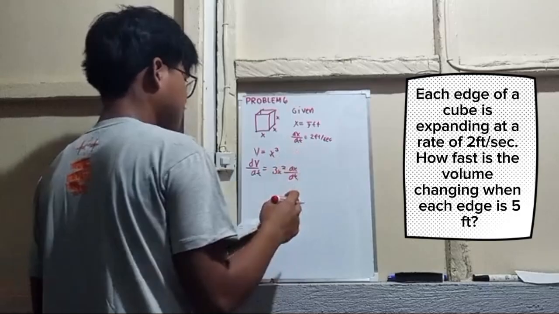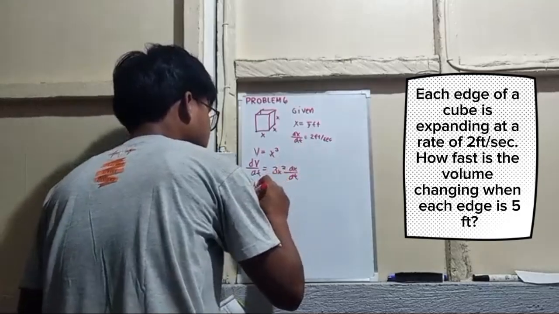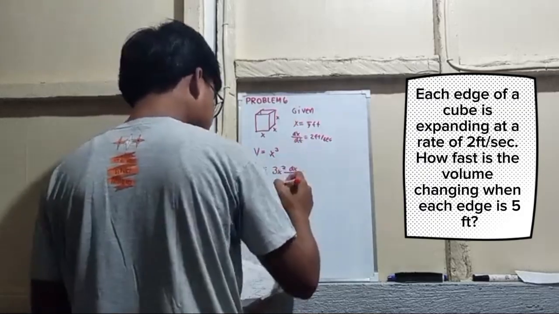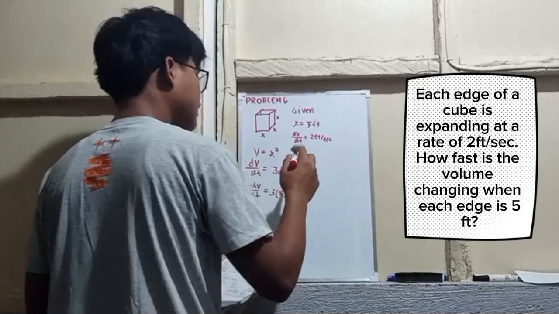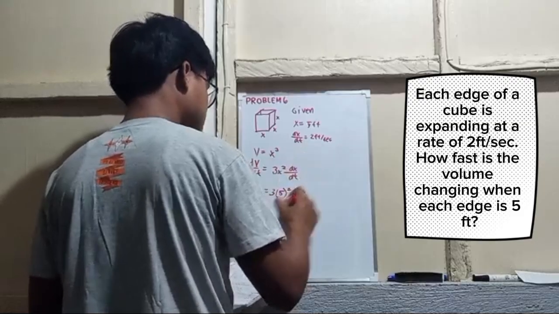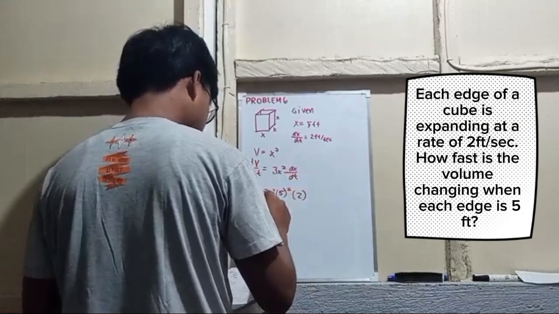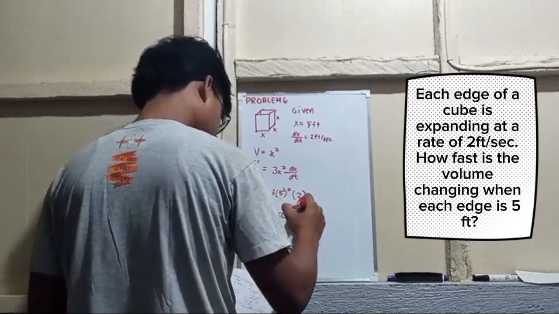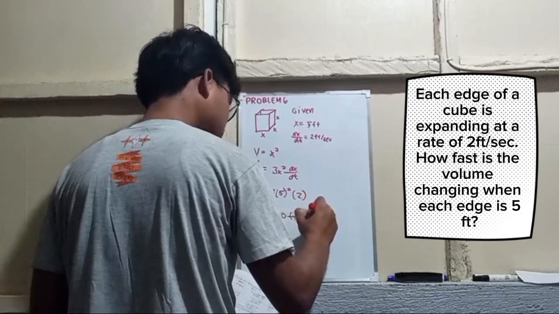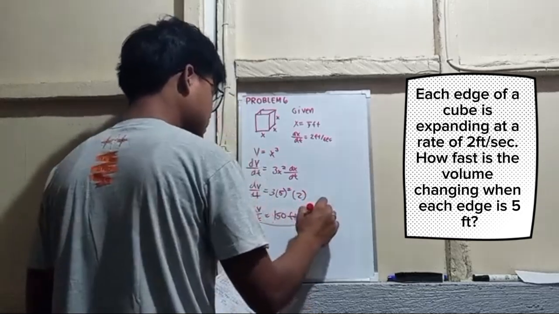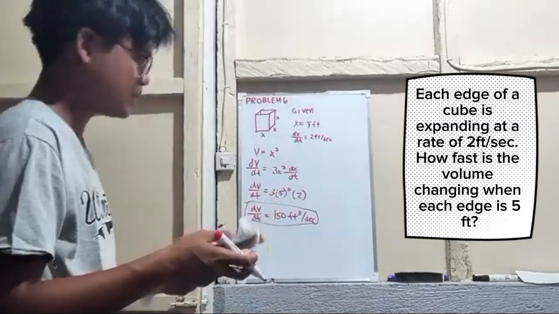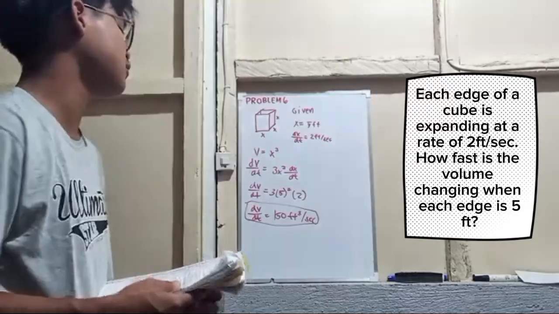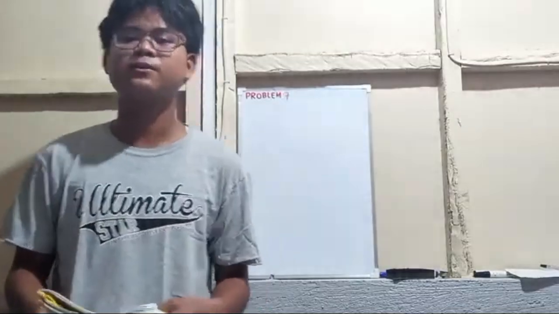So dV over dt is equal to 3, then substitute the 5 squared, and our dx over dt is equal to 2. So we can get the value of 150 feet cubed per second. So here is the final answer, the rate of change of the volume of the cube. So let's proceed to problem 7.